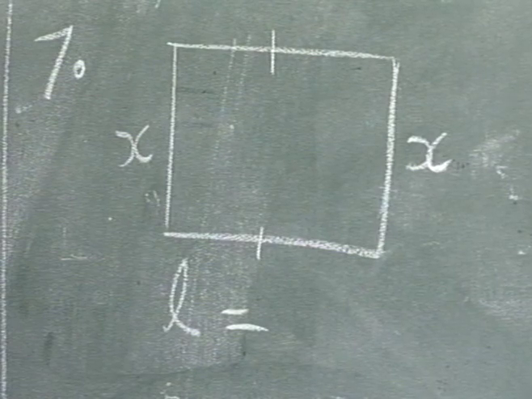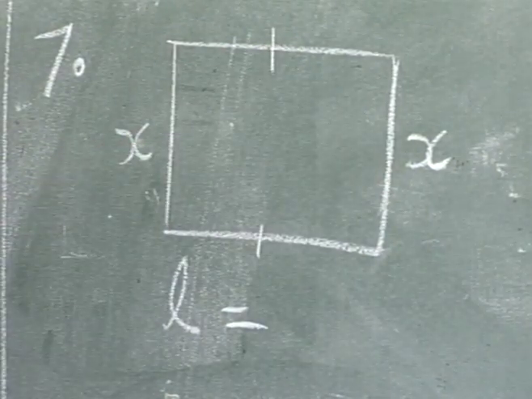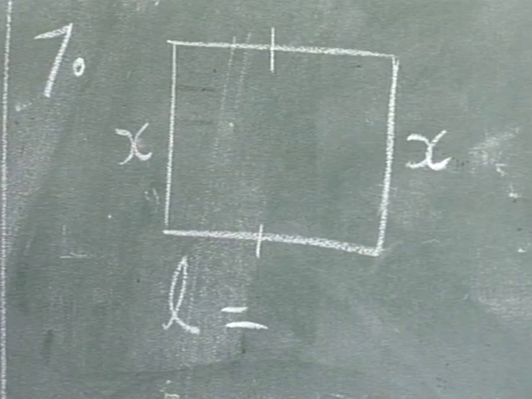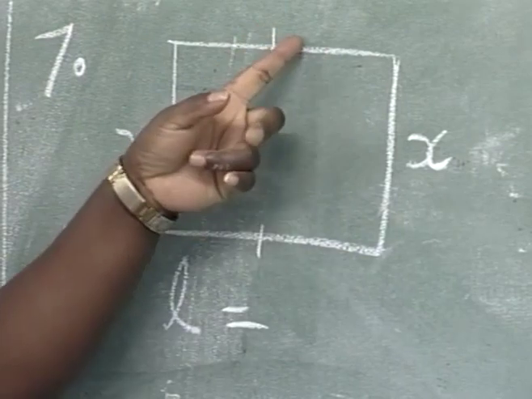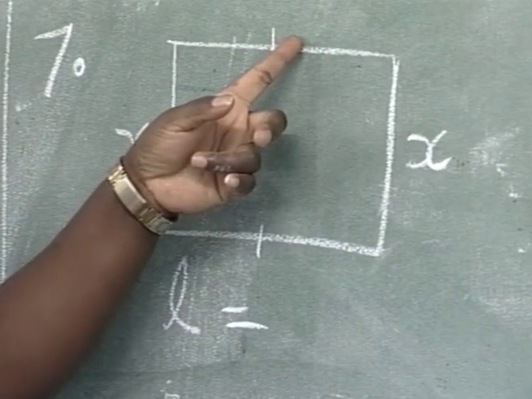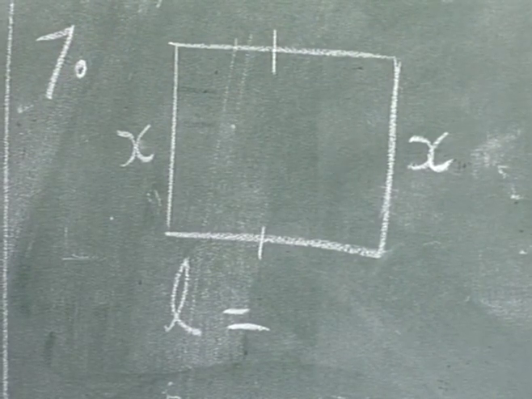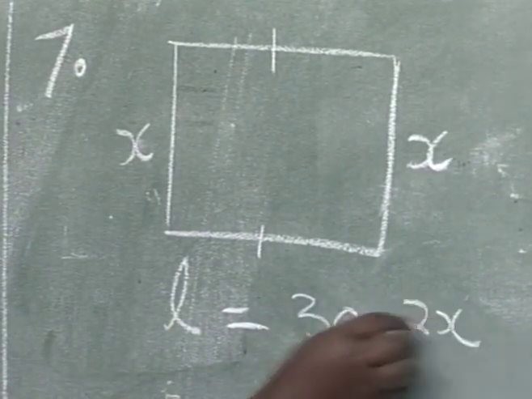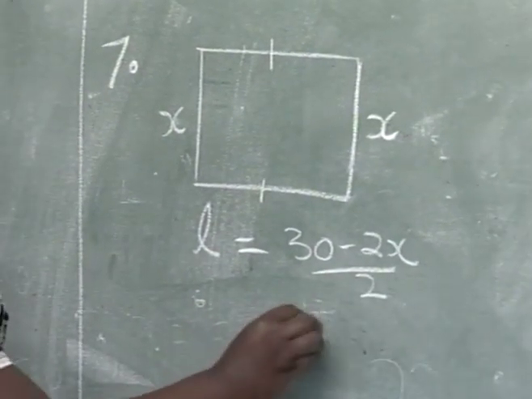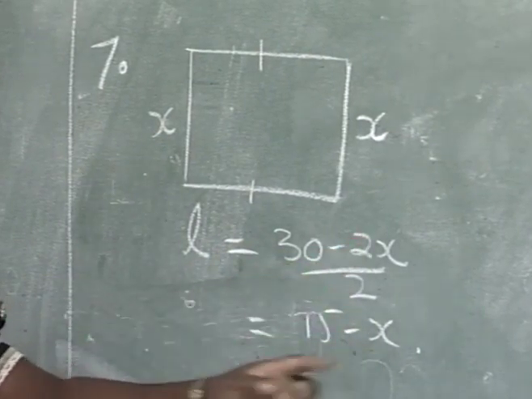If I take away the length... can I have everybody's attention, please? If I add 1, 2, 3, 4, I will get 30. Now, if I take away these two from 30, I will be left with the total length of these two. And then, what do I need to do to get one length? Divide by 2. So, the length is actually 30 minus 2x divided by 2, which is 15 minus x, because I divide 30 by 2 and 2 by 2 as well.